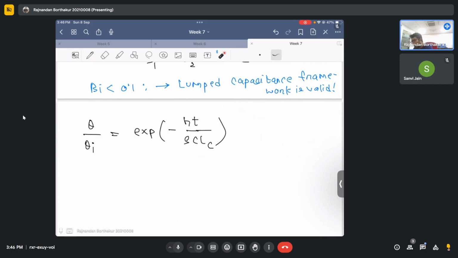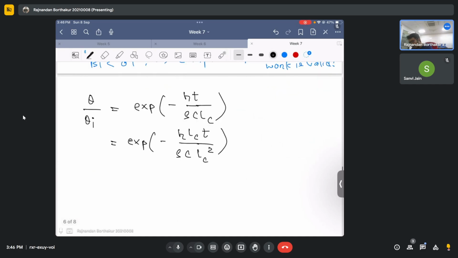Now what I will do is a trick here. I can write this expression as exponent of minus. I'll first multiply and divide by Lc, so I'll bring in Lc here, and then this will be just t, and then it becomes rho C times Lc squared, simply because I'm multiplying and dividing by Lc. And then I will multiply and divide this expression by k, k being the thermal conductivity. So I have minus h Lc k t by rho C k Lc squared.